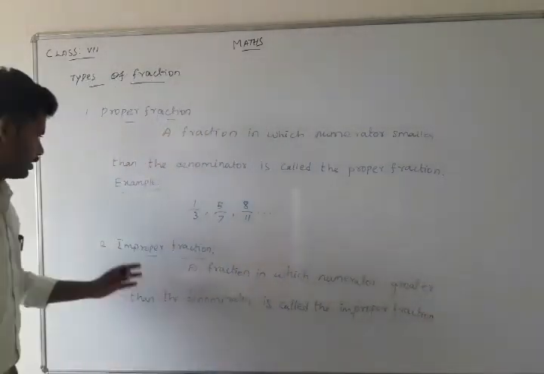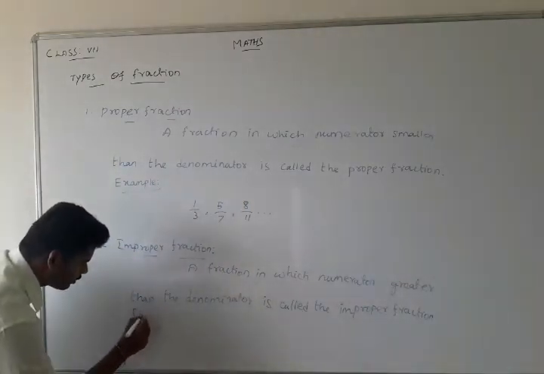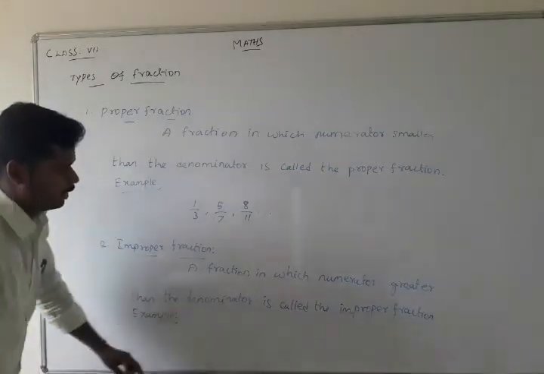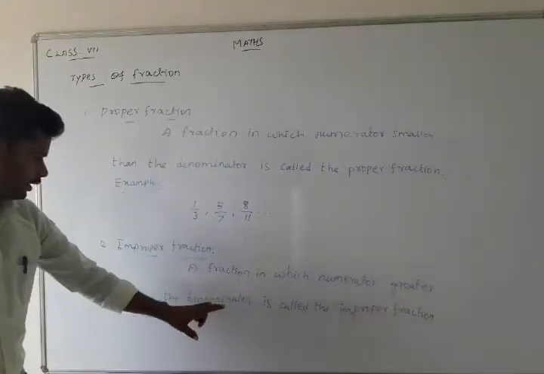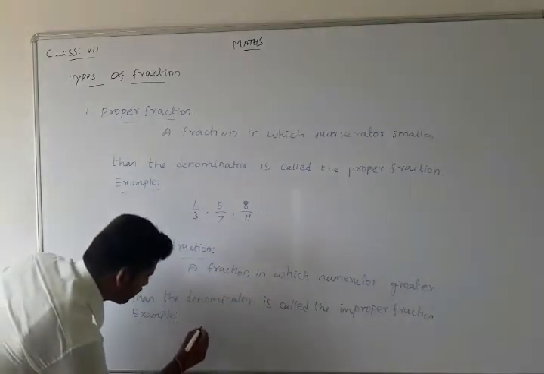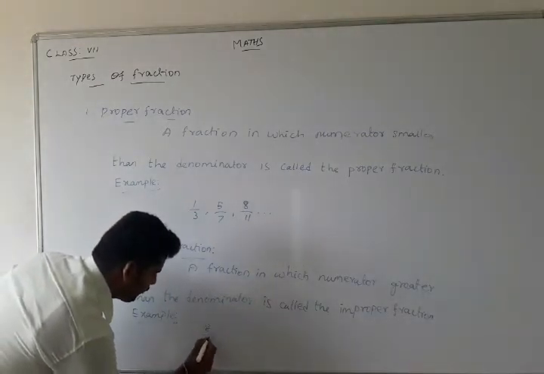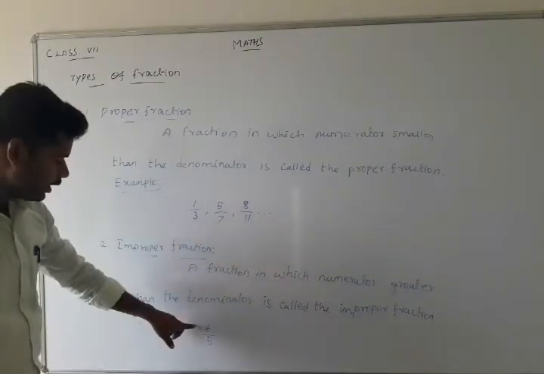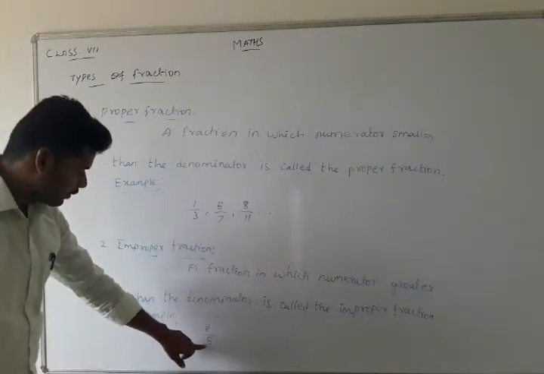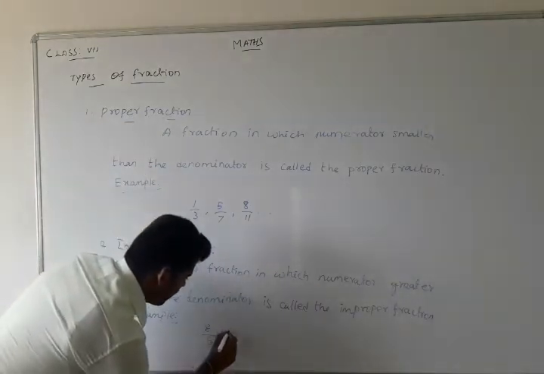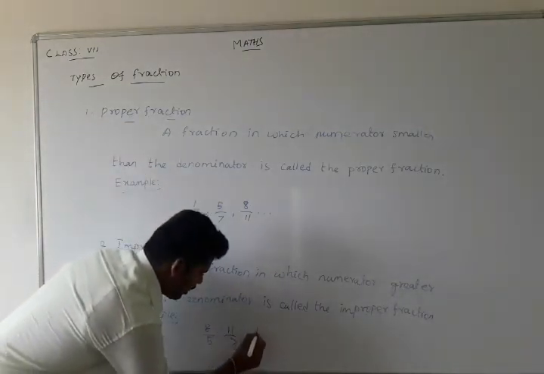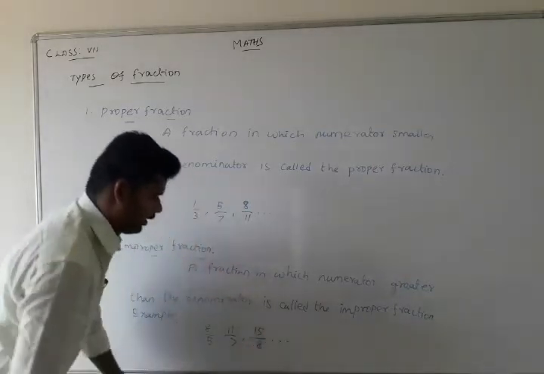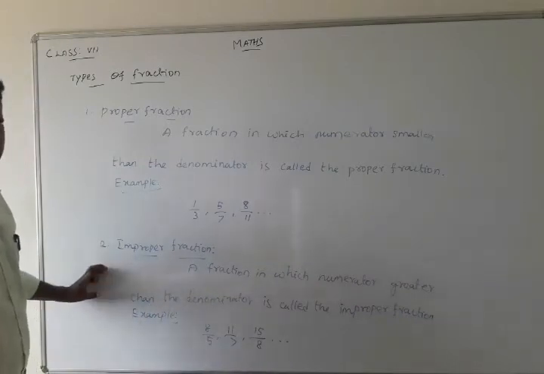Improper fraction, for example: here the numerator is greater than the denominator. So 8 by 5. Here the numerator is the smaller number in proper fractions, but here the numerator is the greater number and the denominator the lower number: 11 by 7, 15 by 8, etc. This is improper fraction.